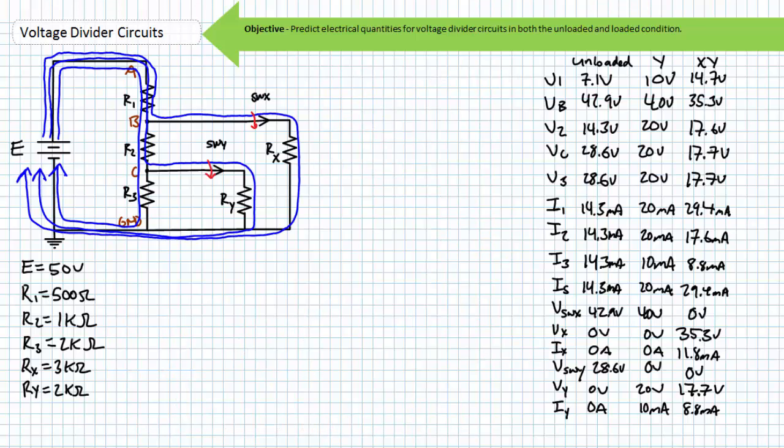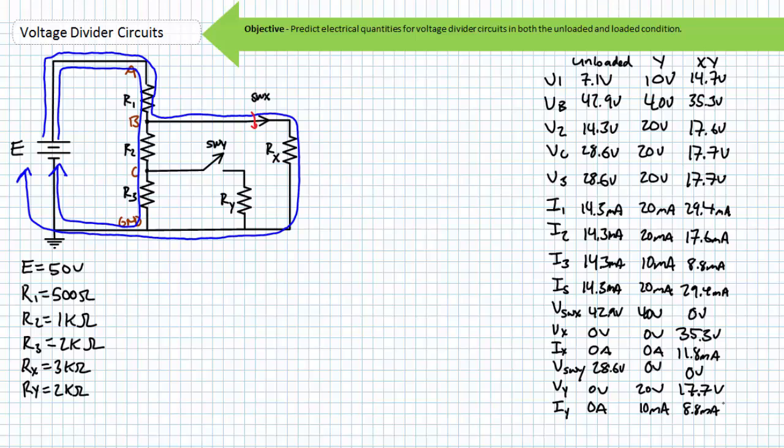Consider yet another permutation of this same voltage divider circuit. What if switch X was to remain closed and switch Y were to open, effectively removing load resistor Ry from consideration? This is another circuit entirely and must be treated as such.